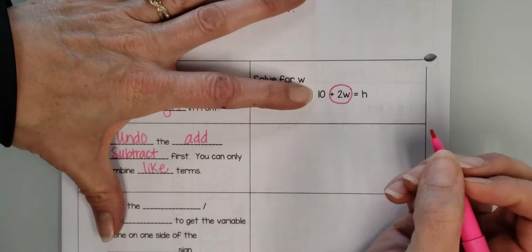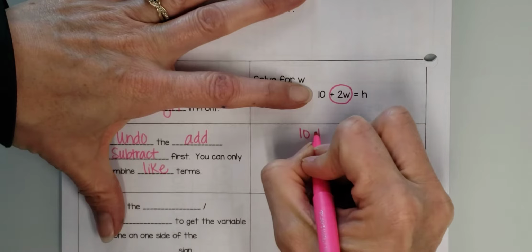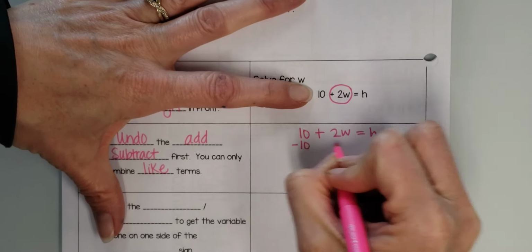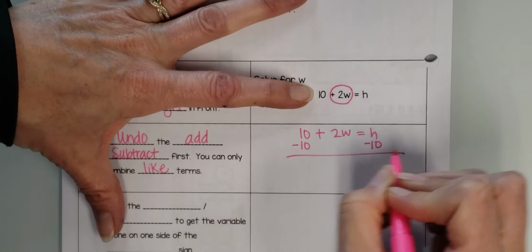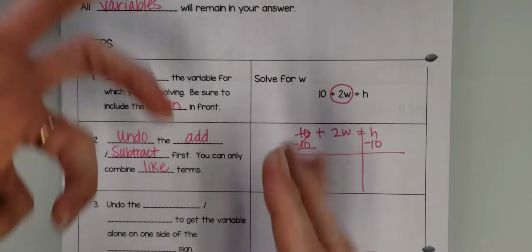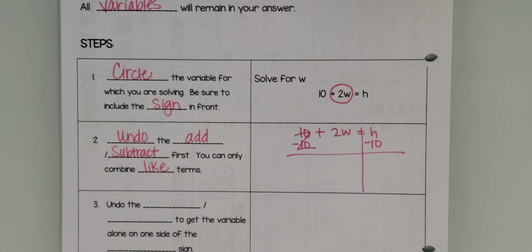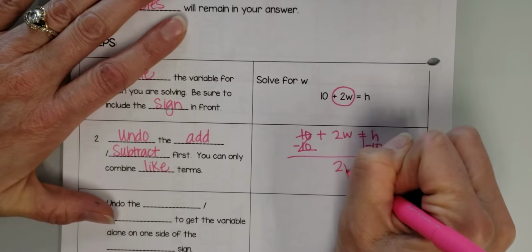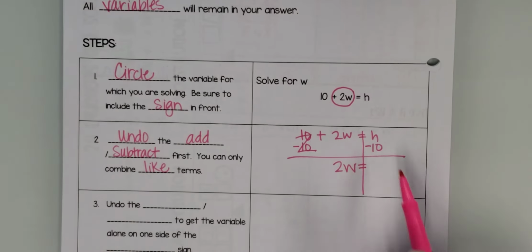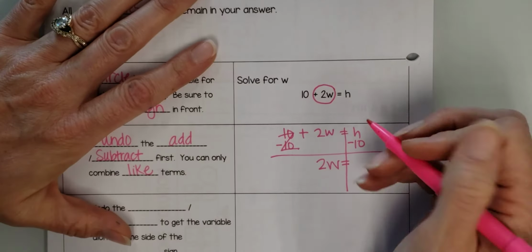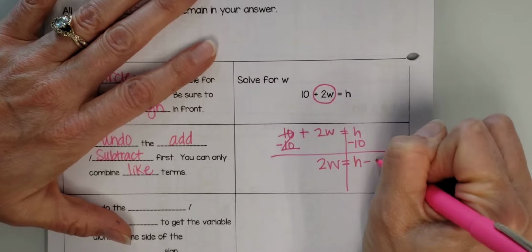So what I'm going to do is I'm just going to rewrite it. I'm going to subtract 10 from both sides, because that's going to zero that out. Just like when I'm trying to solve for x, in this case I'm trying to get W all by itself. So now what I have left is 2W over here. But over here, I have H minus 10. Now, these are not like terms, so I cannot combine them together. So what I have to do is just write H minus 10.